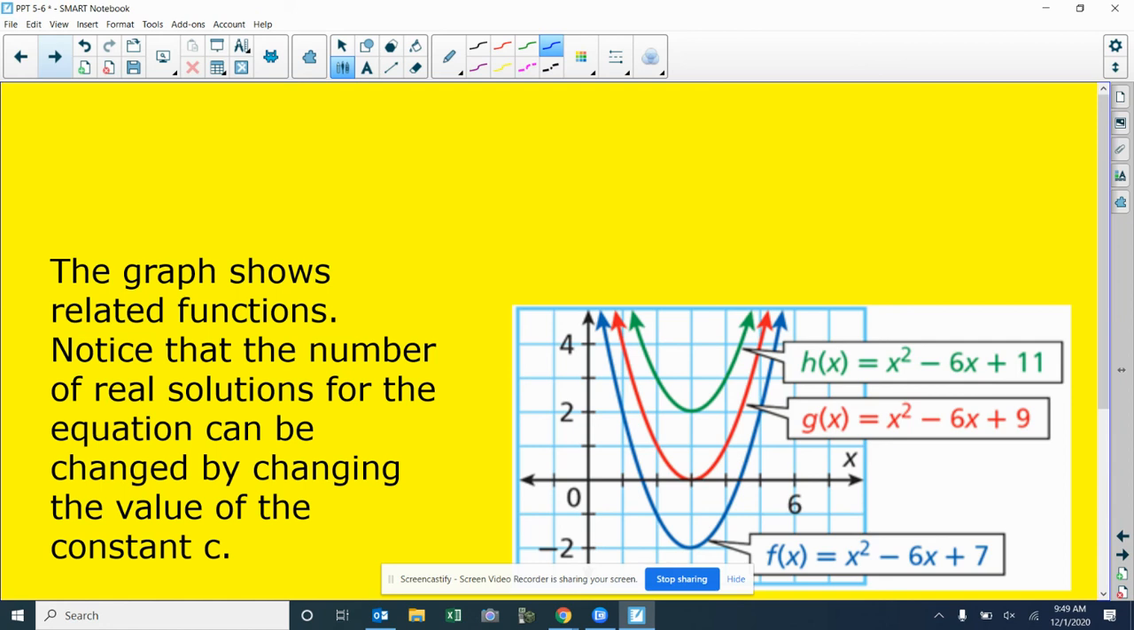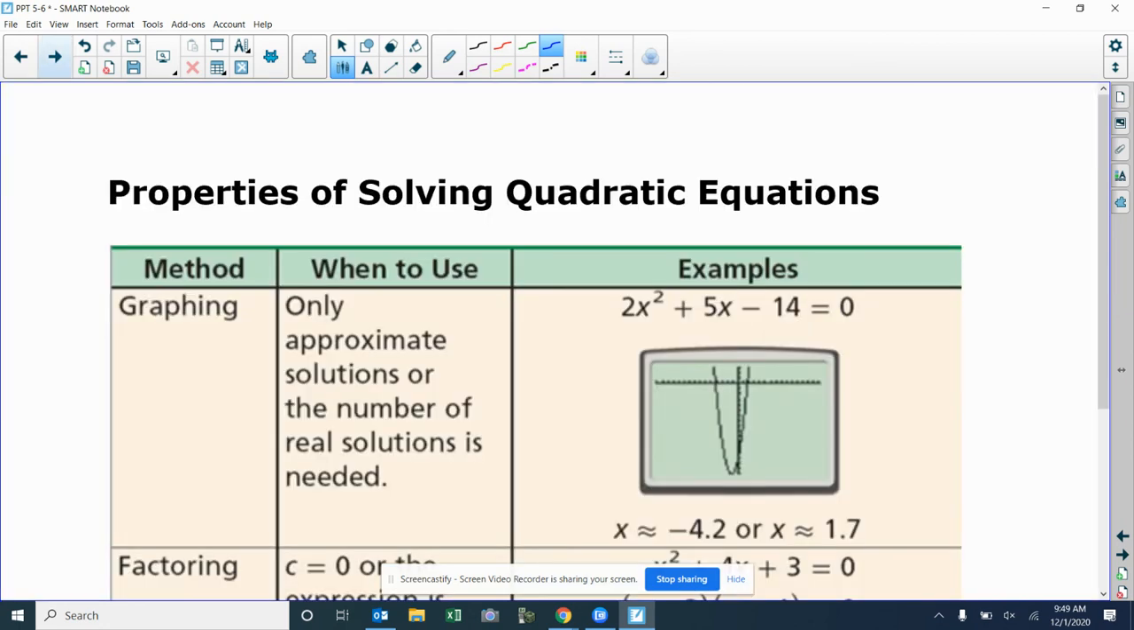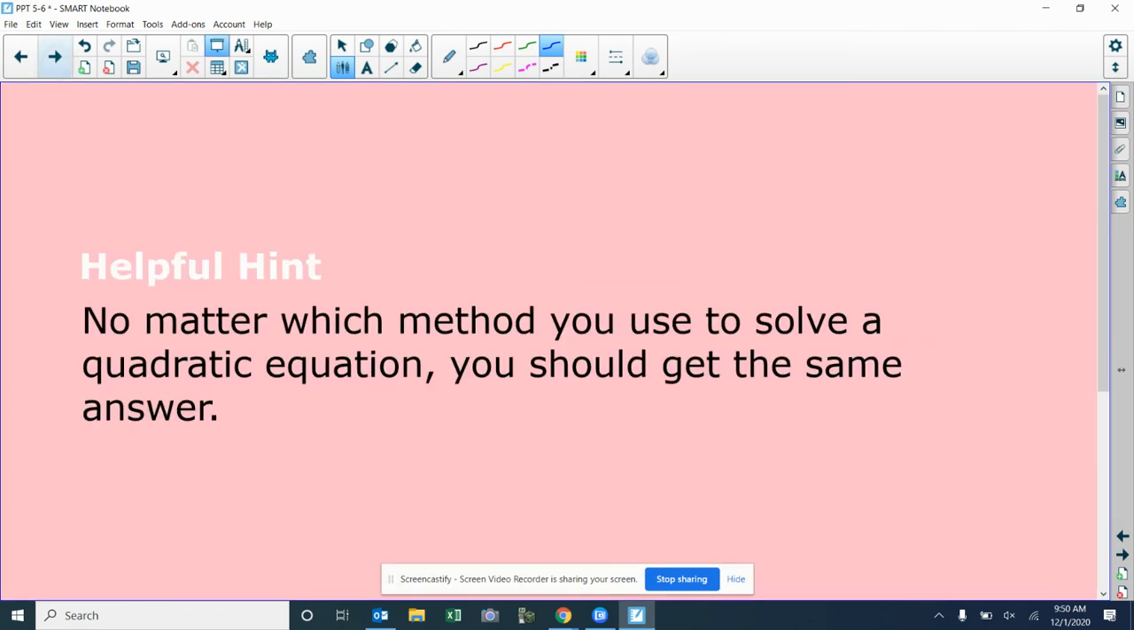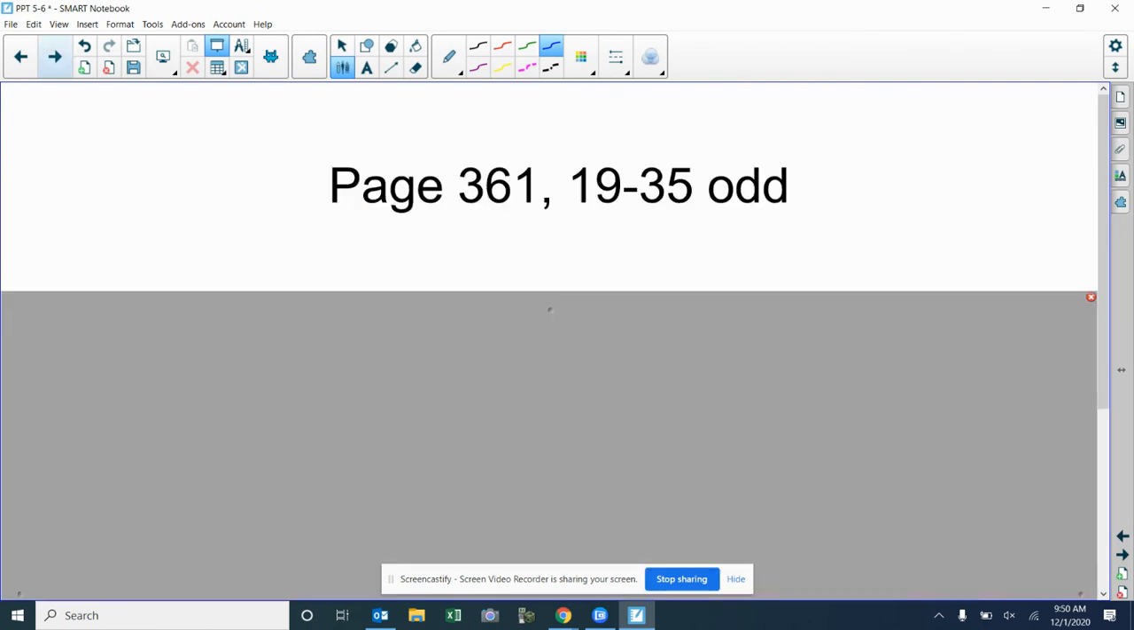Just make sure you remember, this would be 2 real solutions. This would be 1. This would be no solution. So sometimes it just depends where those intercepts are. Just to refresh your memory there. Okay, you can use your calculator, it can certainly help you. Go to your y equals and you can plug them in sometimes. It can help you figure out the properties of the quadratic, which we have a lot of. Remember, you can use either method, but we're going to work on 19 through 35 odd.